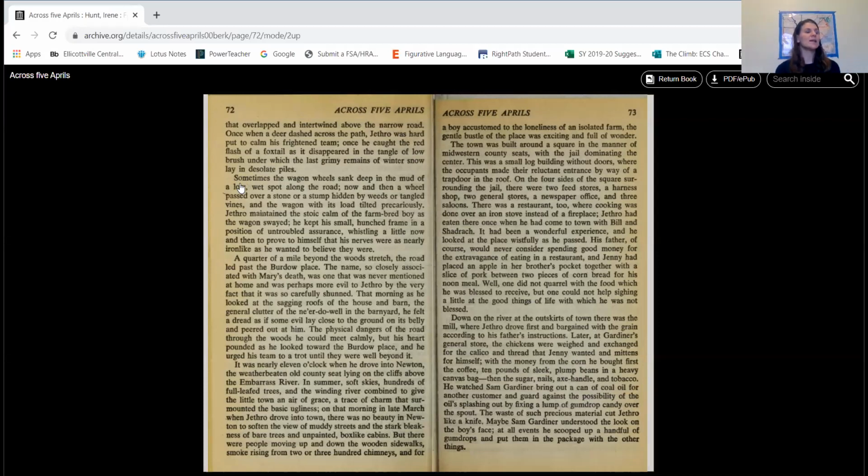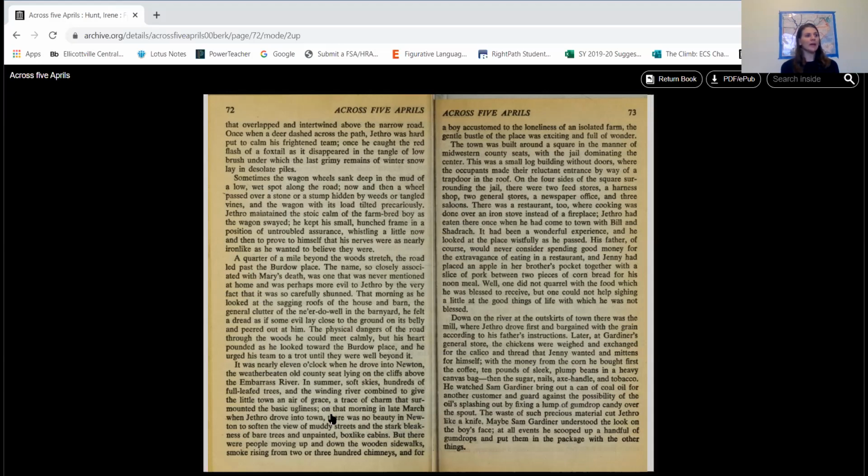Sometimes the wagon wheels sank deep in the mud of a low, wet spot along the road. Now and then a wheel passed over a stone or a stump hidden by weeds and tangled vines, and the wagon with its load tilted precariously. Jethro maintained the stoic calm of a farm-bred boy as the wagon swayed. He kept his small, hunched frame in a position of untroubled assurance, whistling a little now and then to prove to himself that his nerves were as nearly iron-like as he wanted to believe they were.